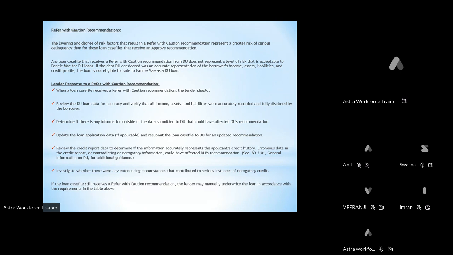Determine if there is any information outside of the data submitted, update the loan application data, and resubmit the loan case file to DU for the updated recommendation. Okay, if there is anything, we need to update it. This feature is available in Encompass to run the AUS. Based on the documentation, we'll be updating all the details, and Encompass will generate the AUS. That's why most of the people will ask for the AUS, because it's a very good tool for underwriting.